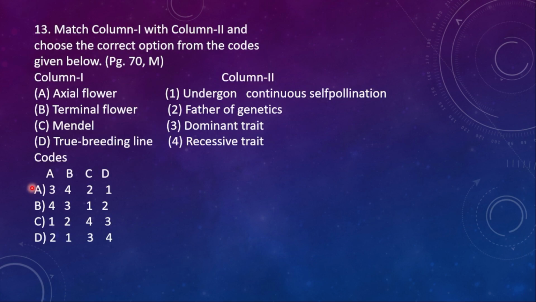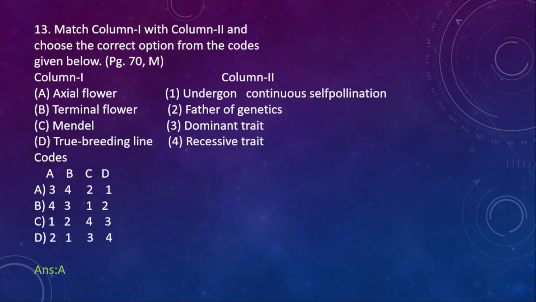Next question. Match column 1 with column 2 and choose the correct option from the codes. Here if you know any two at least, you will get the answer very quickly. For example, if I know axial flower is a dominant trait, A is 3, which gives us the first option. For a cross check, I will go with the next option also. Terminal flower is a recessive trait, so B is fourth. So here the right option is option A itself.